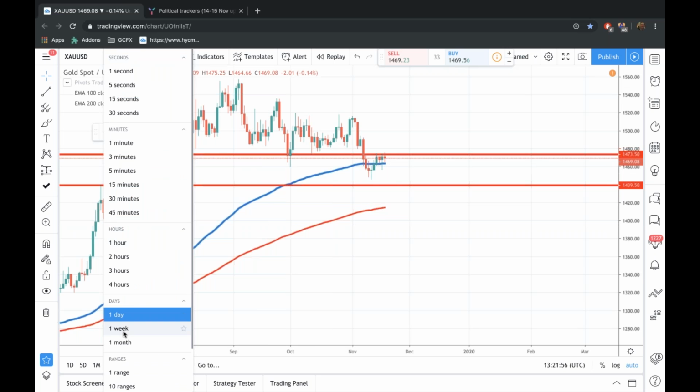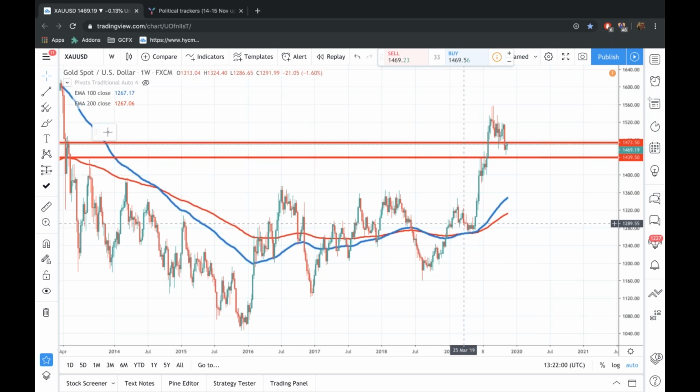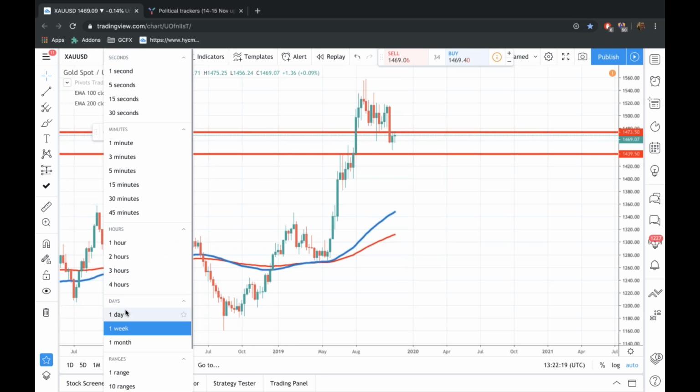You can see on a weekly chart the strong bids that we've seen in gold recently. We've got this slight pullback here down to these recent levels at 1440. So this is a ripe place for a change in sentiment. We really need to see that change in sentiment play out.